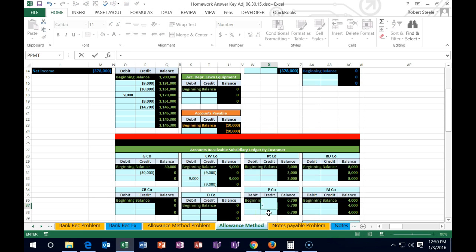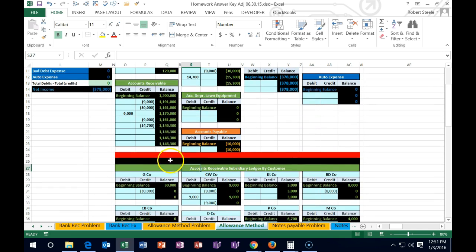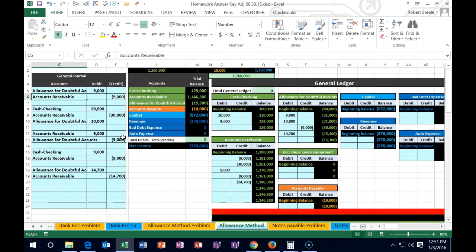So I'm going to hard code this in there in cell X37, negative 6.7, bringing the balance down to 0, and then in cell AB31, negative 8,000. And of course, I'm going to hold down Control and highlight those two cells, and Excel will add that up. That's the 14.7. If we scroll down here, we can see that if we add up all the customers, they owe us 1,146,300 in the accounts receivable subsidiary ledger, which ties out to the accounts receivable general ledger here, which ties out to the accounts receivable on the trial balance.